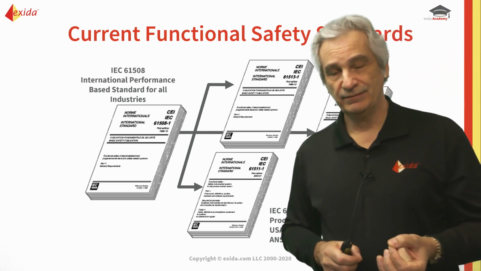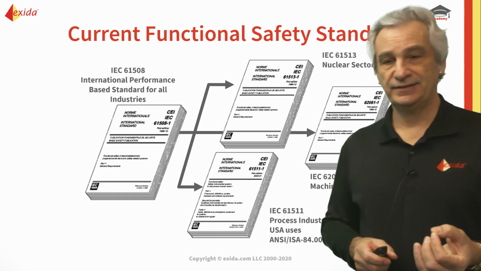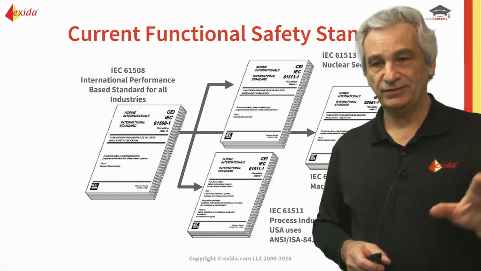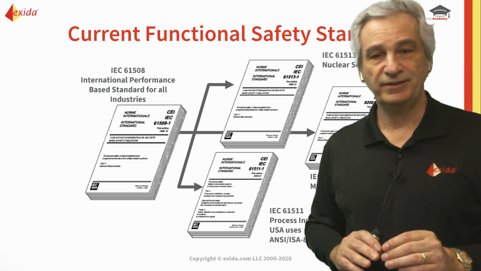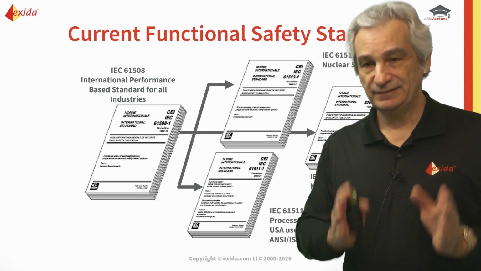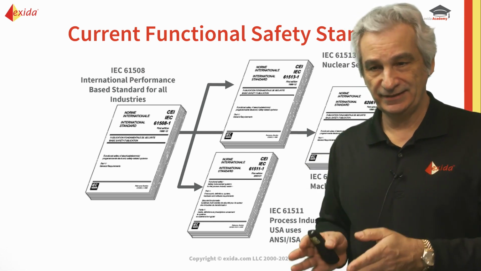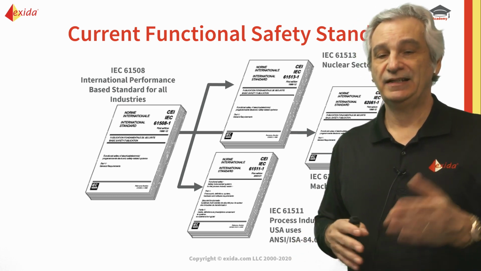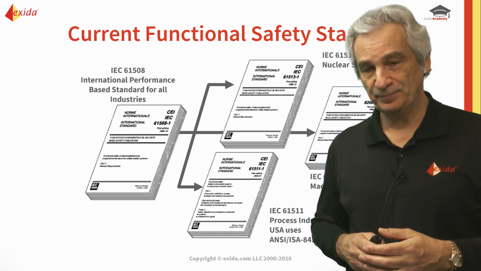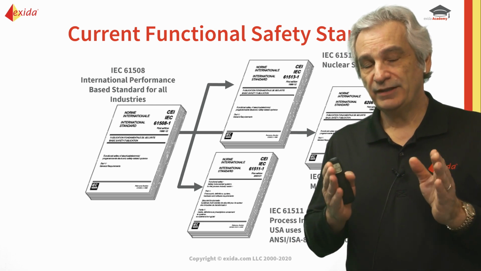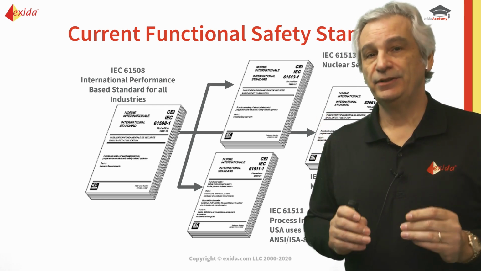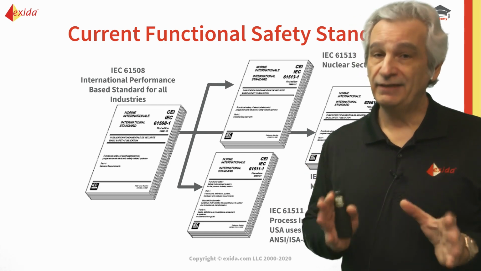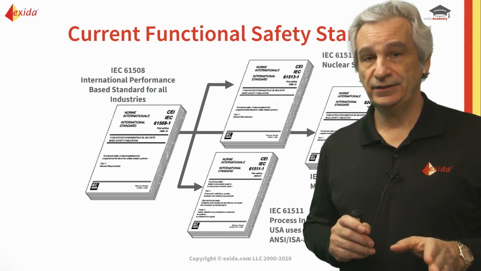So what does that mean? Well, a prescriptive standard says this is what you have to do and this is how you do it. There's no middle ground, there's no leeway. This is what you have to do and this is how you do it, as in that class 3. With a performance-based standard, on the other hand, it says this is what you have to do, but how you do it is up to you.